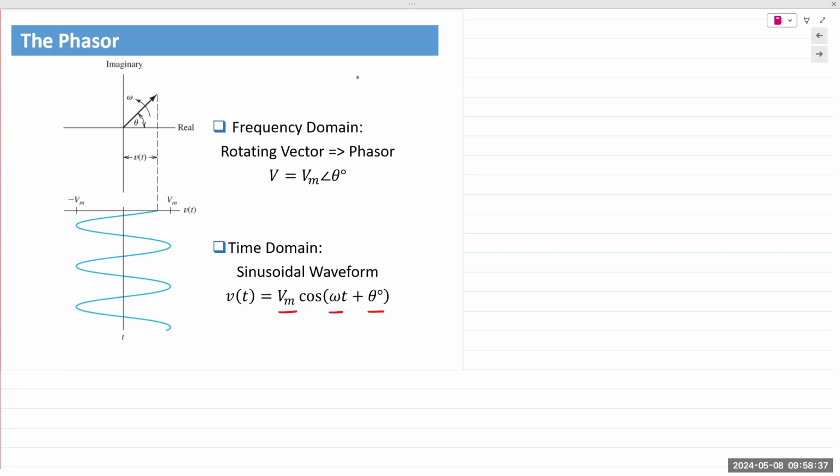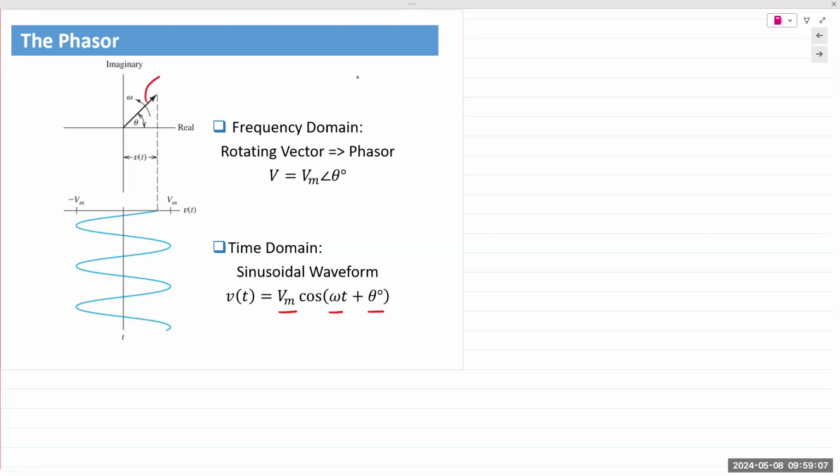But the phasor is simply a single snapshot. It's one single instant in time. The only thing it represents is the value on the y-axis at the moment in time where we begin our analysis. So it is simply one single snapshot at a single instant in time.